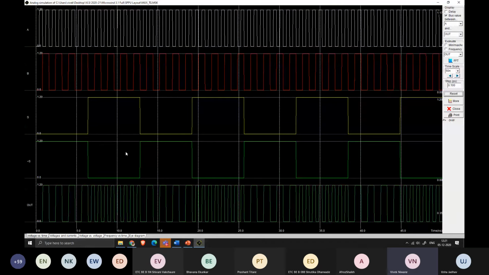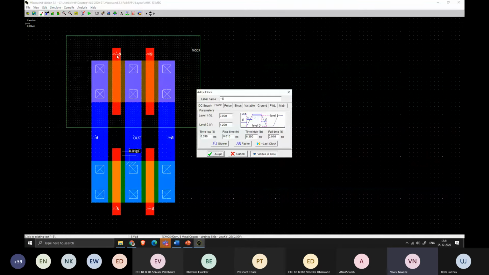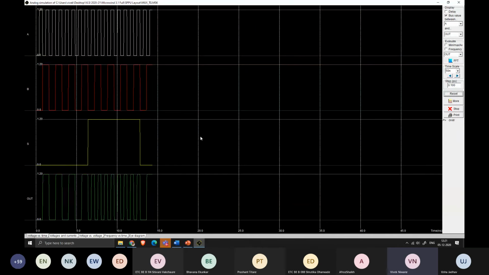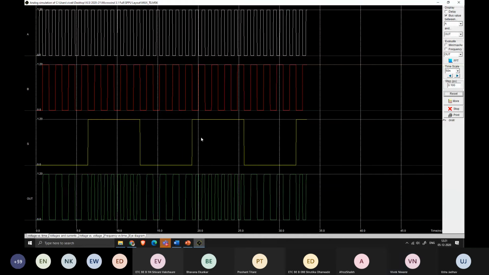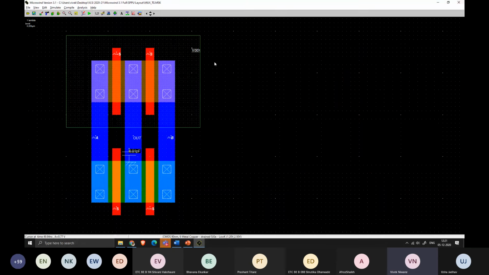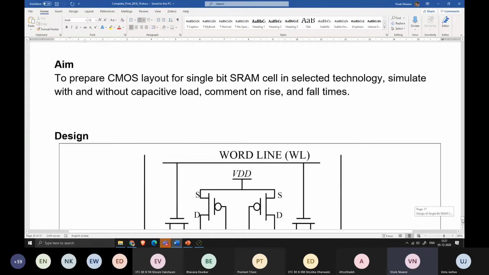So whichever waveforms you don't want in the simulation result, just go to this edit option, double click on the signal name and click on this visible in simulation. After clicking, it will be not in simulation and you can have a very neat and clean simulation result. Okay, everyone got it? This was a simulation for your transmission gate and this is a layout. Okay, now moving on to the next experiment, that is the last experiment, that is SRAM cell.